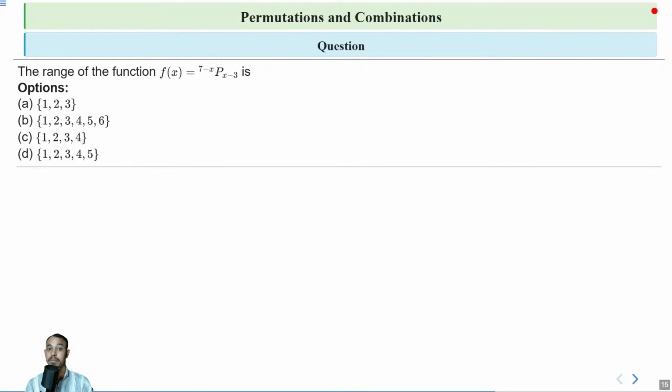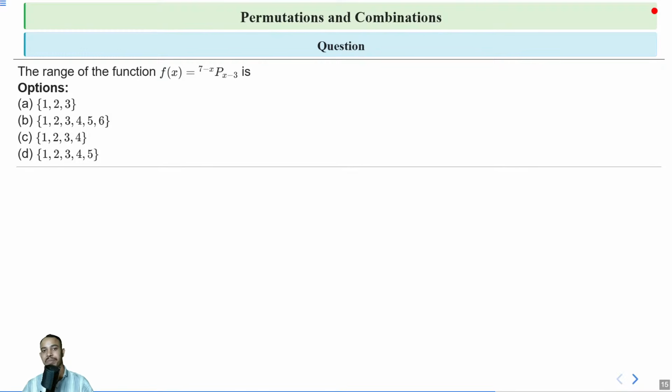Just use the definition of nPr here. Okay, and you have to use the relation between them, and you'll get the domain of this function. And after getting the domain, you can easily find the values of the function f of x at those points, and you will get the range of the function. Okay, so try it yourself first. Everyone do it. Take your time and do it.